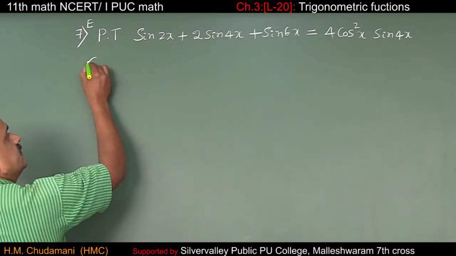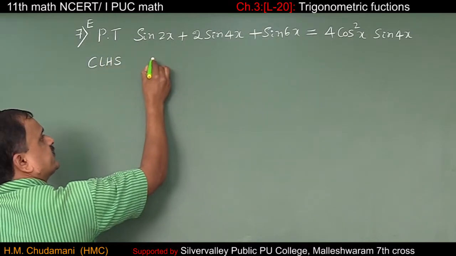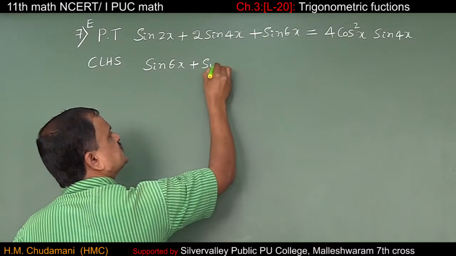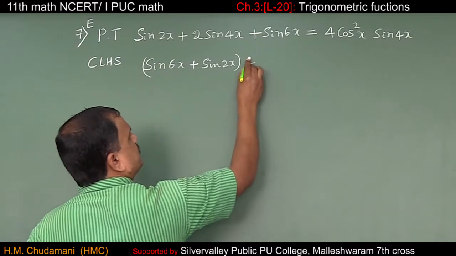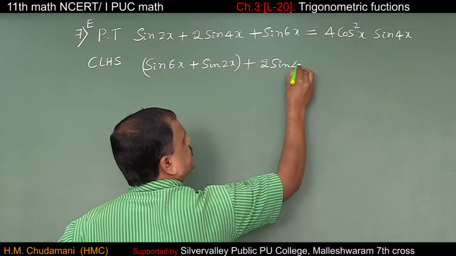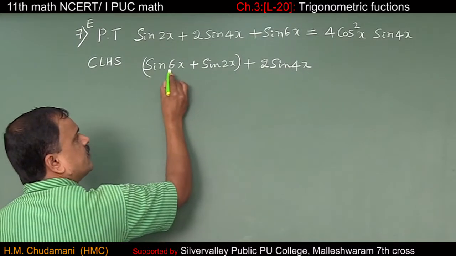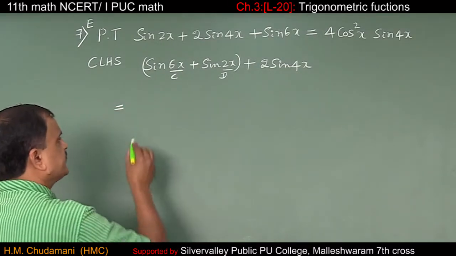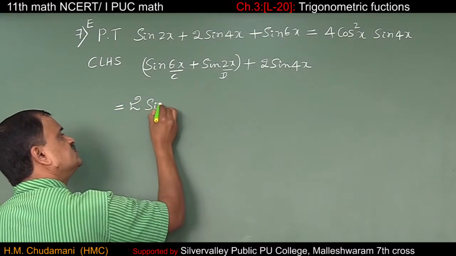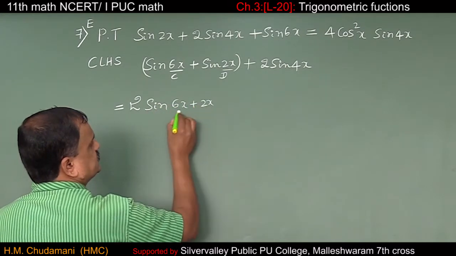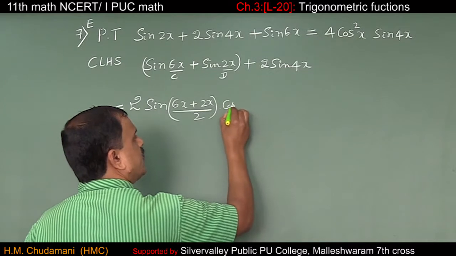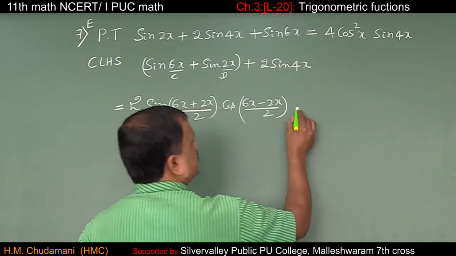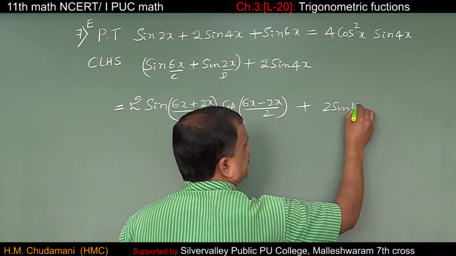Okay. Again, consider the left hand side to prove the RHS. I just write sin 6x plus sin 2x plus 2 sin 4x. This is of the form sin C plus sin D. Try to recollect the formula. Sin C plus sin D is 2 sin C plus D by 2 into cos C minus D by 2, plus 2 sin 4x as it is.